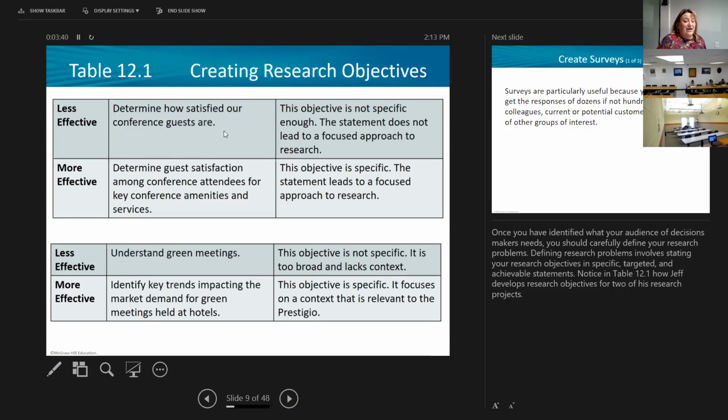You can see the difference fairly quickly just by looking at a couple of these. If your objective is to determine how satisfied your conference guests are, that's not very specific. So how do you measure satisfaction there? A more effective objective would be to determine guest satisfaction among conference attendees for key conference amenities and services. So it gives you a little bit more specific as to what you're really looking at to determine satisfaction for. They've done the same thing with green meetings, so you can read through that one.